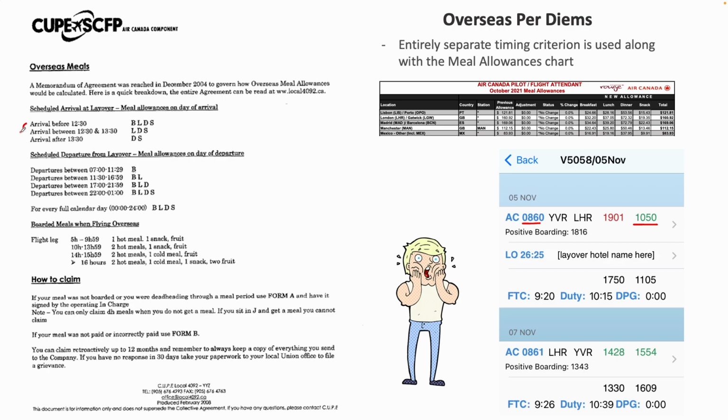There are three options. The first is for any arrival before 12:30 p.m. The second is for an arrival between 12:30 and 1:30 p.m. And the third is for an arrival after 1:30 p.m. In this case, we arrived at 10:50 a.m. So pretty clearly it's going to be option 1, which is breakfast, lunch, dinner, and snack. That'll be payable for November the 6th in this case, as the flight departing on November the 5th from Vancouver arrived in London on November the 6th.